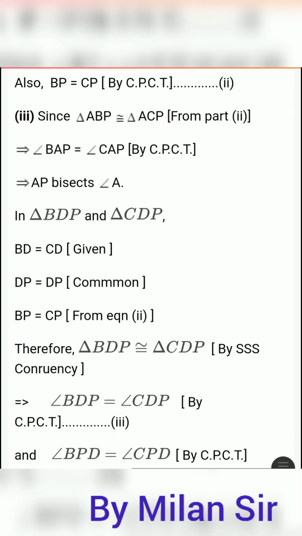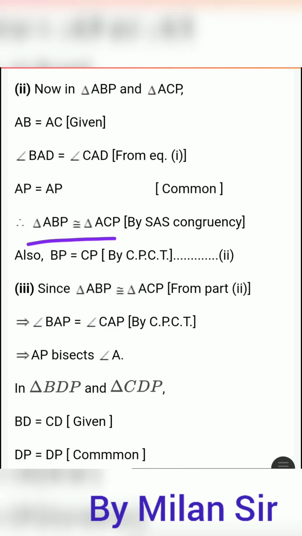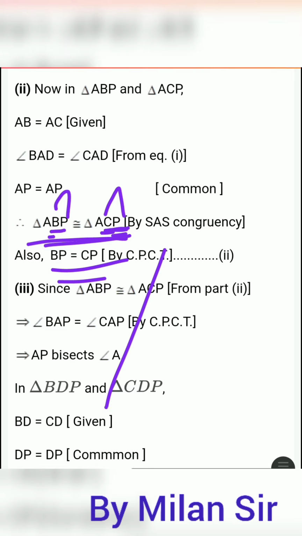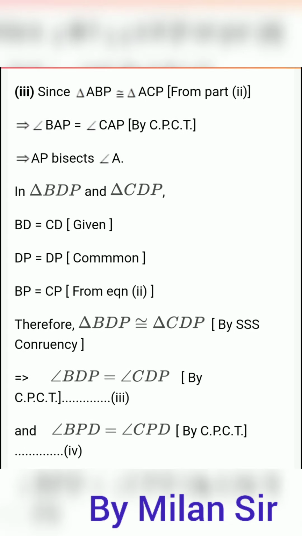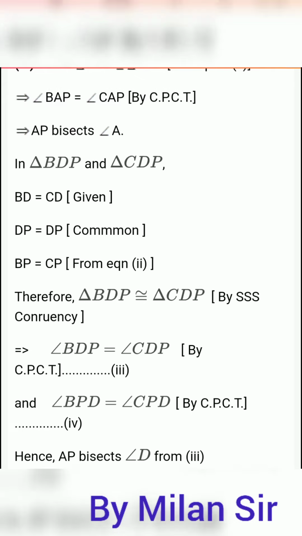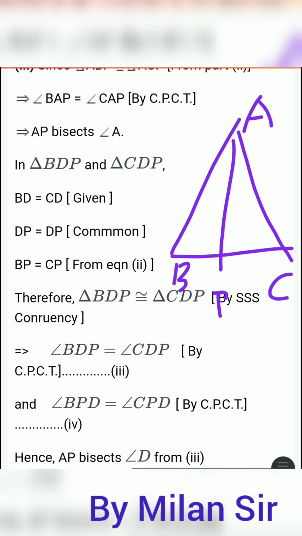Here, by using this congruency criteria, we can say that BP is equal to CP by using CPCT, because we require that here. So BP is equal to CP. Now use that here. A, B, C. Here we have P and here D.